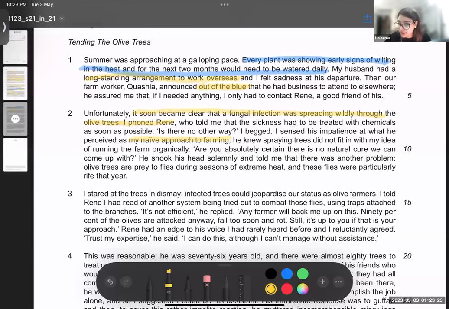Similarly, the next question is the word solemnly in line 11. He shook his head solemnly and told me that there was another problem. So the options you have is slowly, gently, seriously, and energetically. Now, because they're talking about a problem, it's not obviously going to be in terms of an energetic response or a very laid back response, so that we would say slowly. So we have to go with the word seriously because they're talking about a problem. The word seriously is best used here.